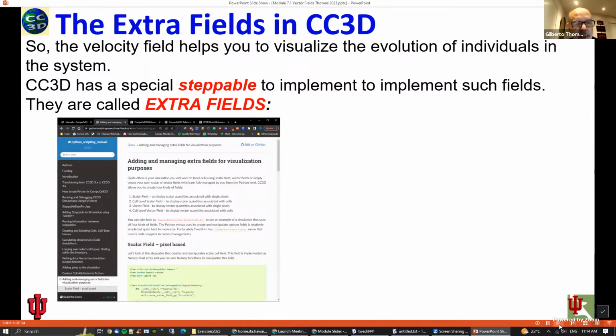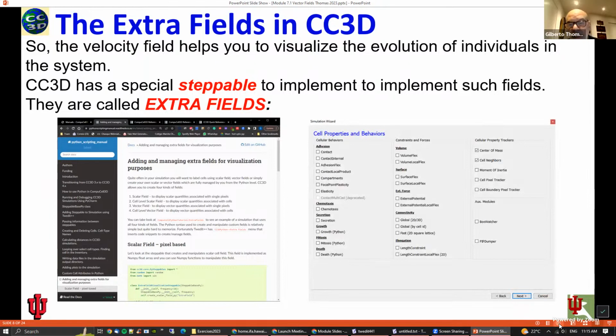See, here is a copy of the manual page at the website, the Python script manual in the web page, where it shows you how to implement these extra fields for visualization purposes at the beginning. This is what I'm trying to show you today, how to implement these extra fields as visualization aids for your system.